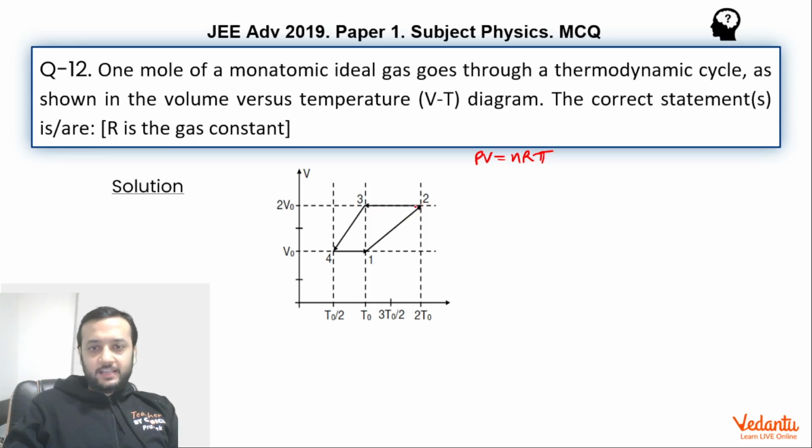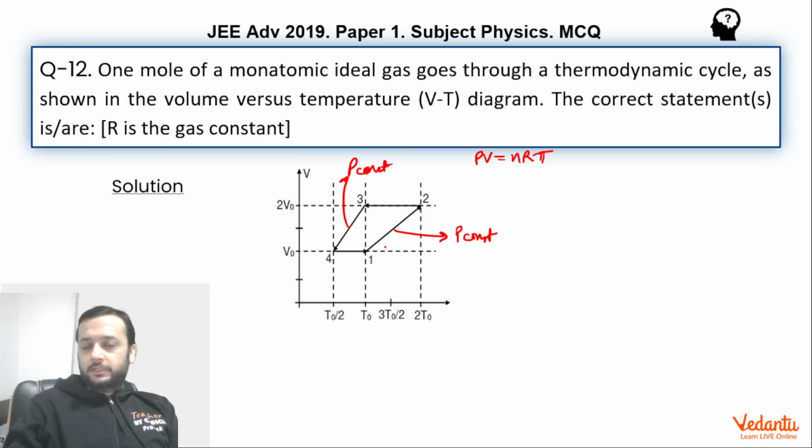2 3 is clearly isochoric, volume is constant. The same logic we can apply for 3 4. If you see at point 3 as well as 4, V by T is constant, and hence this was also isobaric. And 4 to 1 again is isochoric. So there are two types of processes in the question, isobaric and isochoric. So this is isobaric, P constant, this is also P constant, and the remaining two are isochoric.